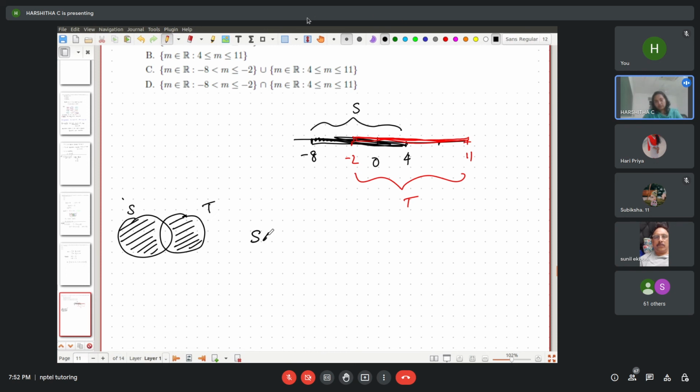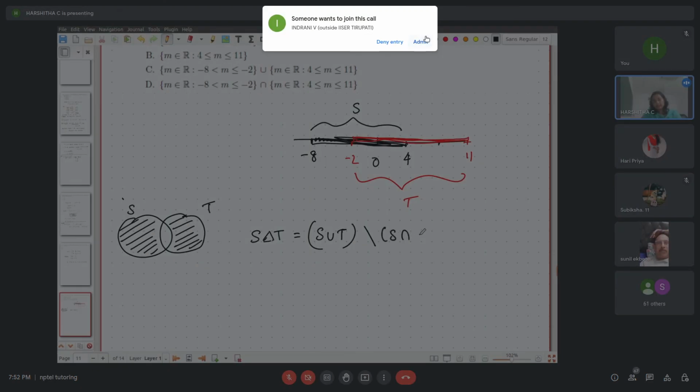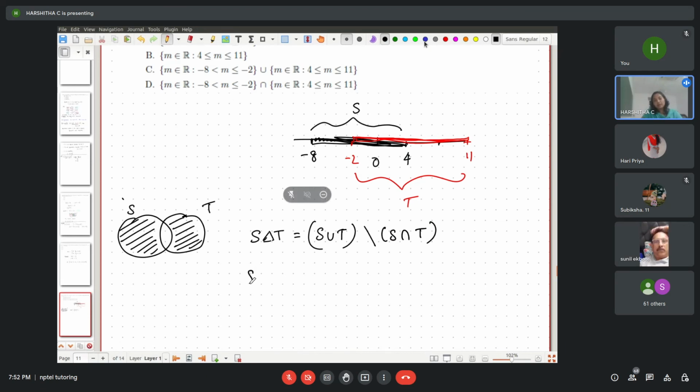If you want to formally define it, one way you can see from the picture is you're taking the whole of S and T and removing the intersection. So you can see it as S union T minus, this is the symbol for subtracting, S intersection T. But you can also look at it another way.